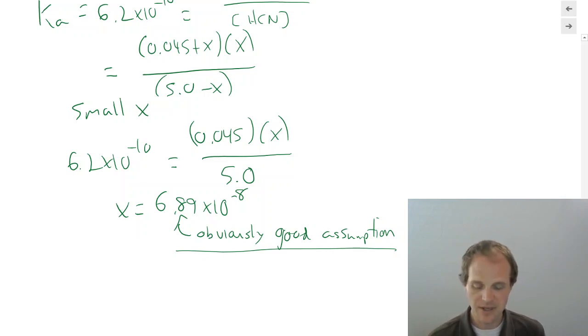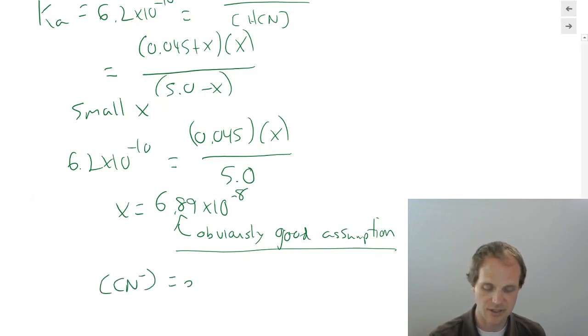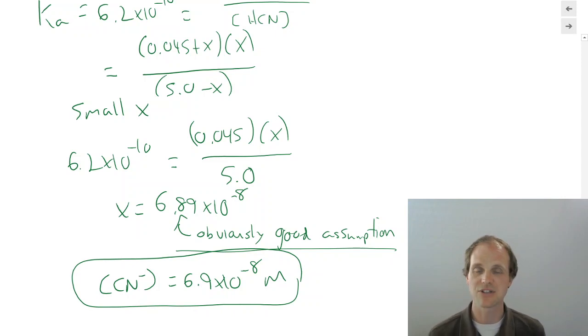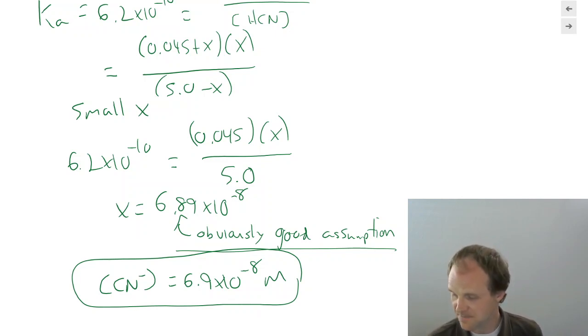All right, so there we go. x is 6.89 times 10 to the minus 8, and that is also my CN minus concentration. 6.9 times 10 to the minus 8 molar. Wow, that's a very small concentration, not very much cyanide ion in this system. If you did HCN all by itself, you would have gotten a much larger cyanide ion concentration.